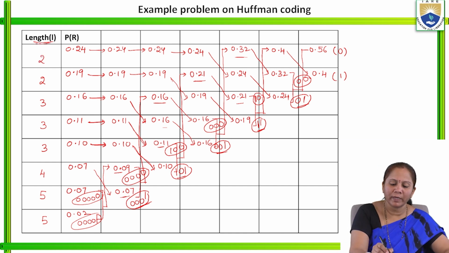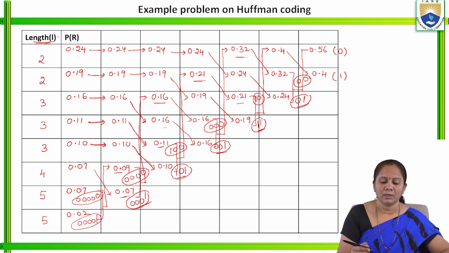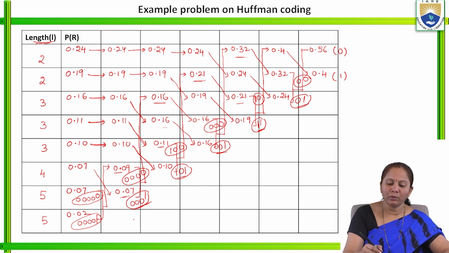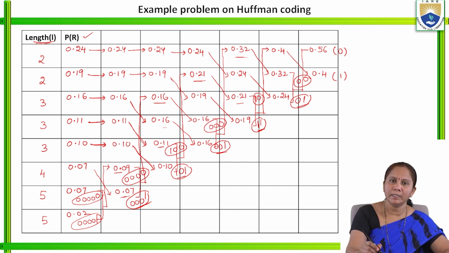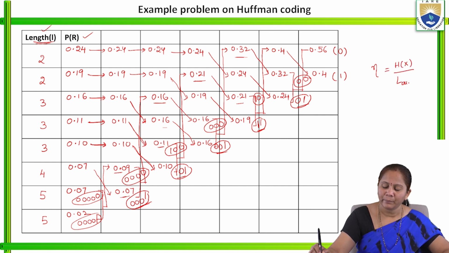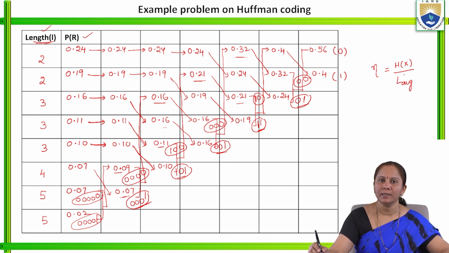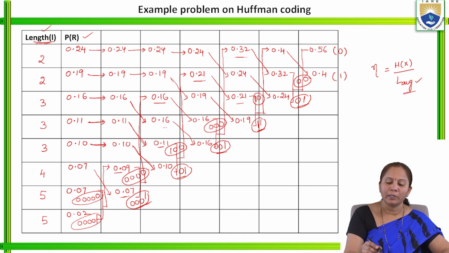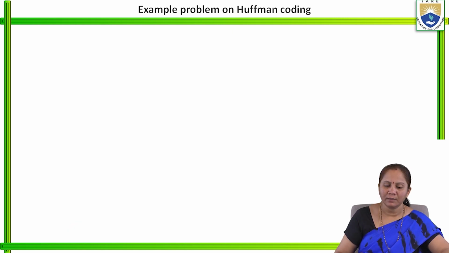So like this we have to find the length of each probability. Now we have to use these probability values and this length value in order to find the average length, because in this question they are asking to find the efficiency. So efficiency is equal to H of X by L average. This H of X is entropy we have to find, and to find this L average we have to consider the value of L and P of R. So next we will find L average first.